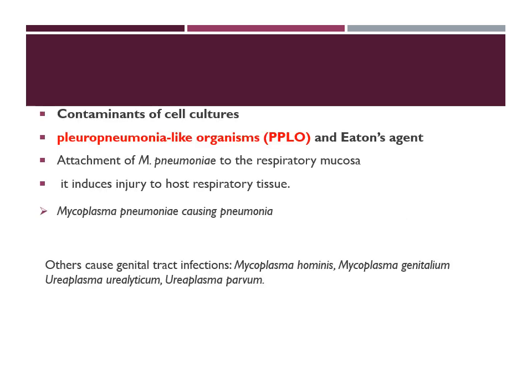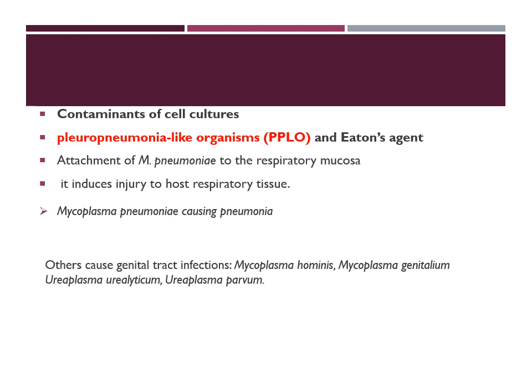This Mycoplasma is usually seen as a contaminant of cell cultures. This cell culture technique we use for virus isolation, so there we have seen it as a contaminant. They are also known as pleuropneumonia-like organisms, and how do they cause infection? It is usually transmitted to a person by the inhalation route. This bacteria gets attached to the respiratory mucosa and can induce injury to the host respiratory tissue.